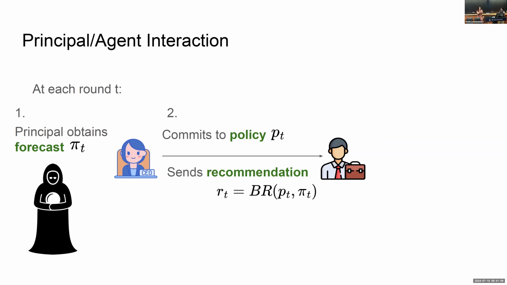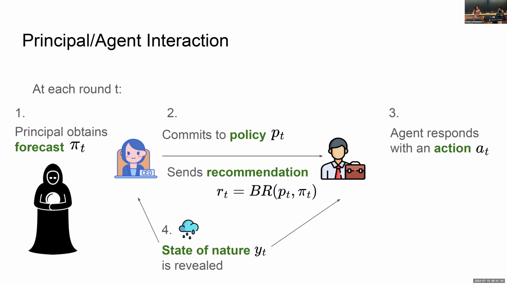So they're sending both of these pieces of information to the agent. And knowing this, the agent will respond. I'm not going to tell you right now how they're going to respond. We'll talk about it more later, but they'll come up with some response. And then the state of nature is revealed to both the principal and the agent, which will then at this point determine their utilities for that round.